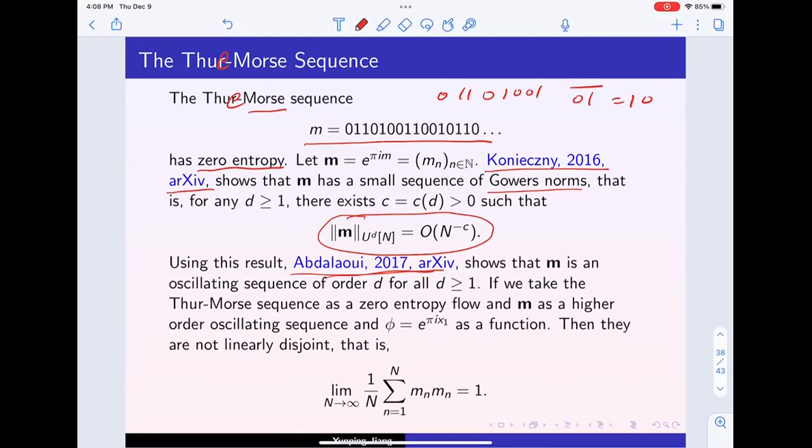Now, this one itself has entropy 0. If you couple it with itself, that's not linearly disjoint, just like e to the 2 pi i theta. You couple it with itself and that will not be linearly disjoint. So this one actually is one example. That is an interesting thing, and a recent one.